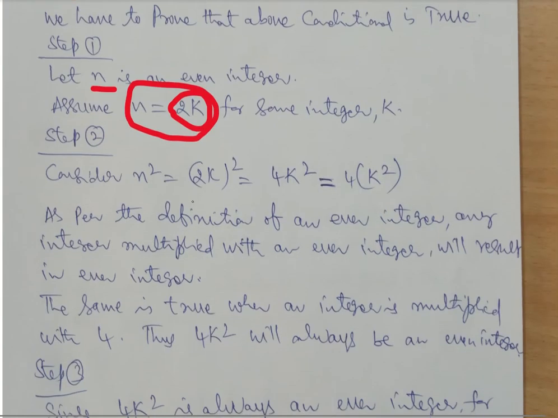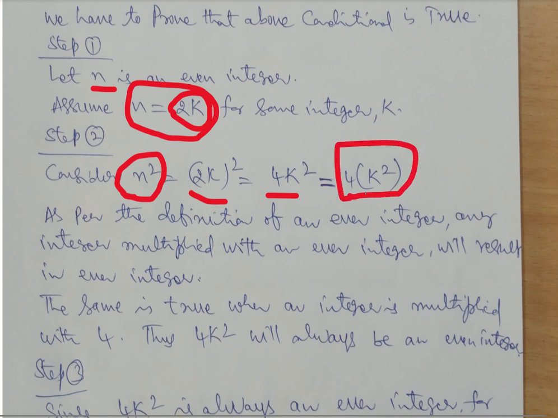Now, since we have assumed n is an even integer, let us see what n square is. So n square is 2k whole square, that is equal to 4k square, which is nothing but 4 into k square. Again, let the value of k be odd or even. When I multiply a number or integer with an even integer, you will always get an even integer only, as per the mathematics.